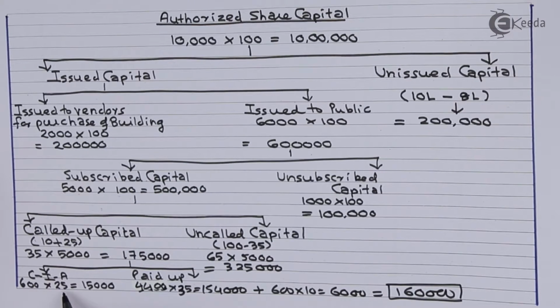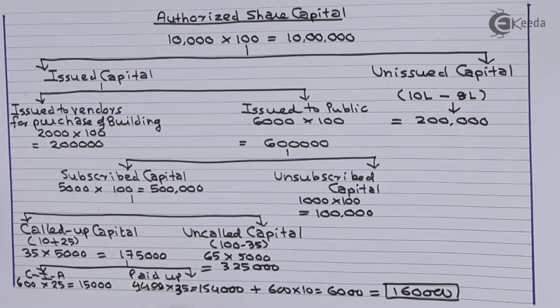The company has not received 25 rupees allotment amount on 600 shares. So calls in arrears is 15,000. The company has already received 35 rupees on 4,400 shares. 1,54,000 will be part of paid up capital. Similarly, on 600 shares, the company has not received allotment amount but received application amount 6,000, which is also part of paid up capital of the company. 1,54,000 plus 6,000, it is 1,60,000.